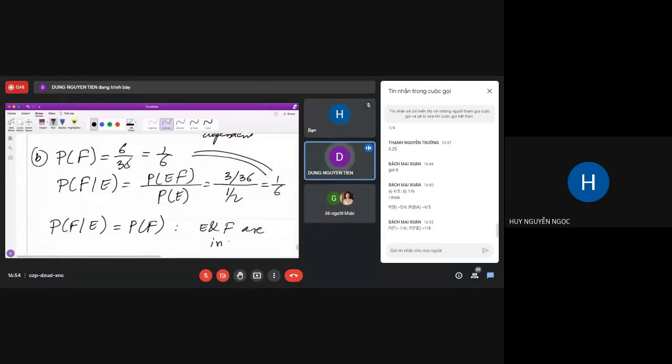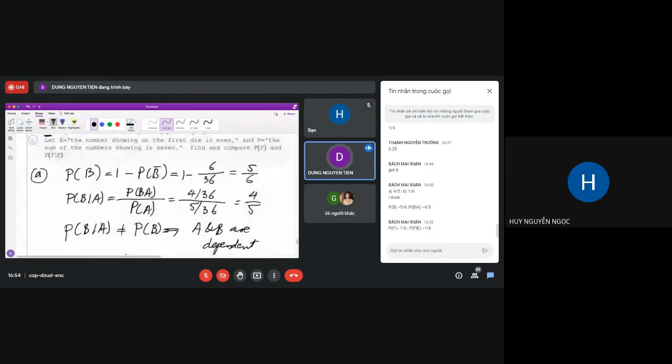We say that they are independent because knowing that E occurs doesn't change the chance that F occurs, right? If you know nothing about E, the probability of F is 1 over 6. If you know that E occurs, then the probability is still 1 over 6. Unlike the previous case, if you know nothing about A, then the probability of B is 5 over 6. If you know that A occurs, then the probability of B is 4 over 5, right?